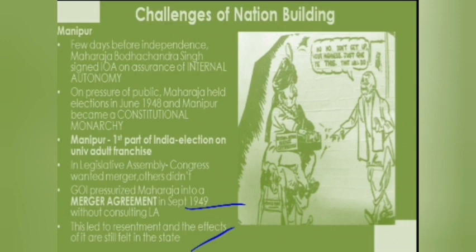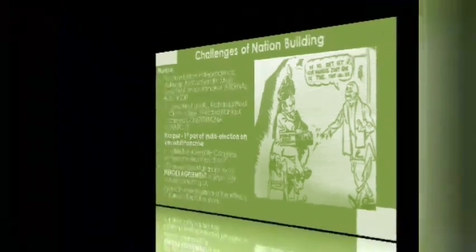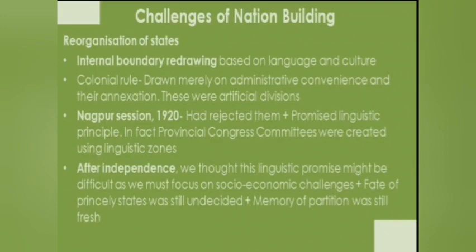Understood? So the Government of India pressurized the Maharaja into a merger agreement without consulting the legislative assembly. So they started putting pressure over the kings of the princely states: please join, otherwise we will take police action and whatever appropriate action should be taken for them.